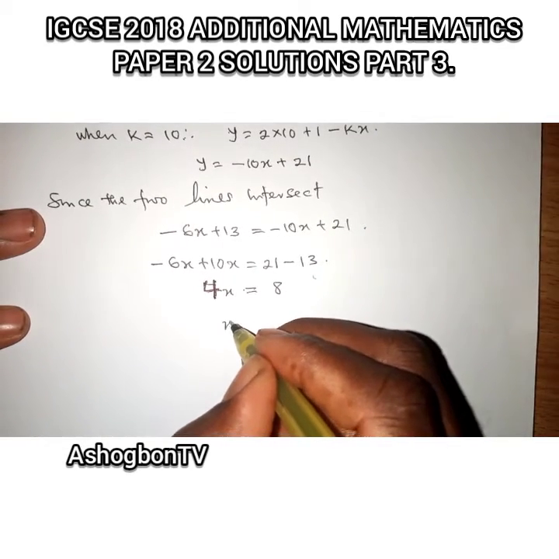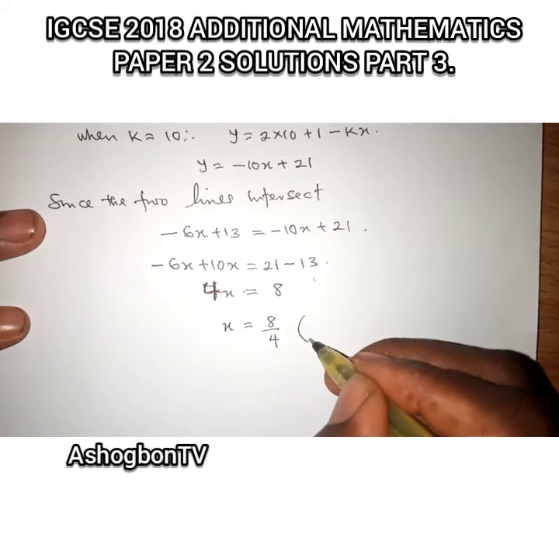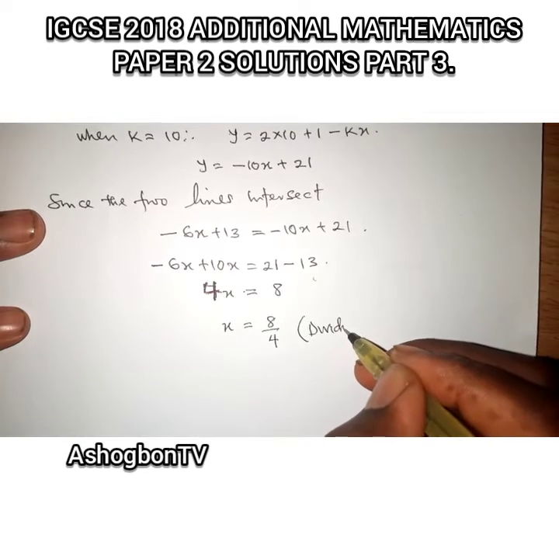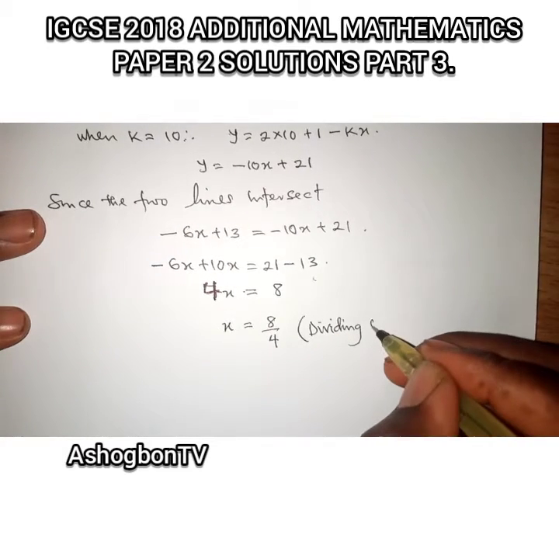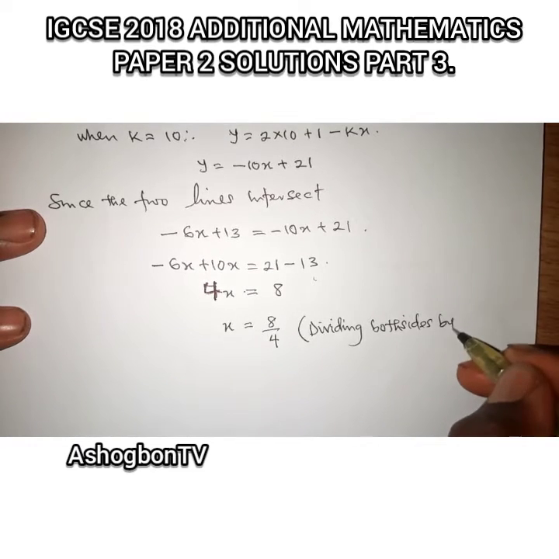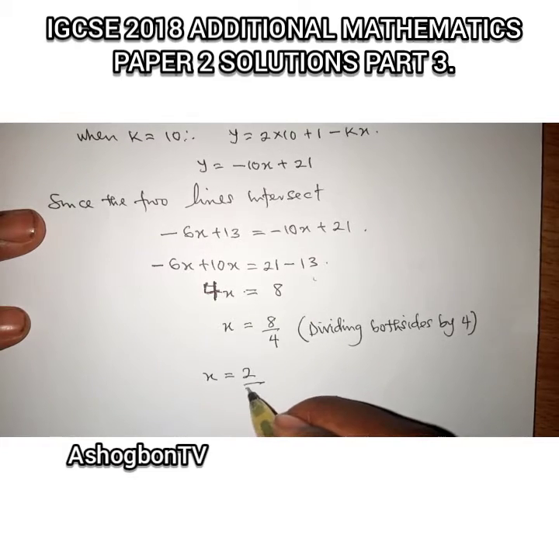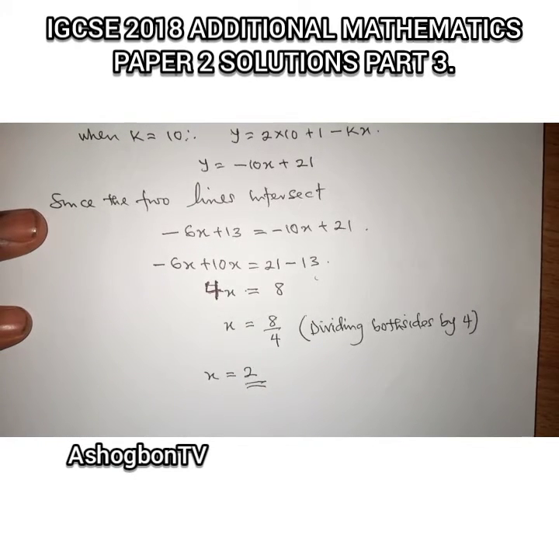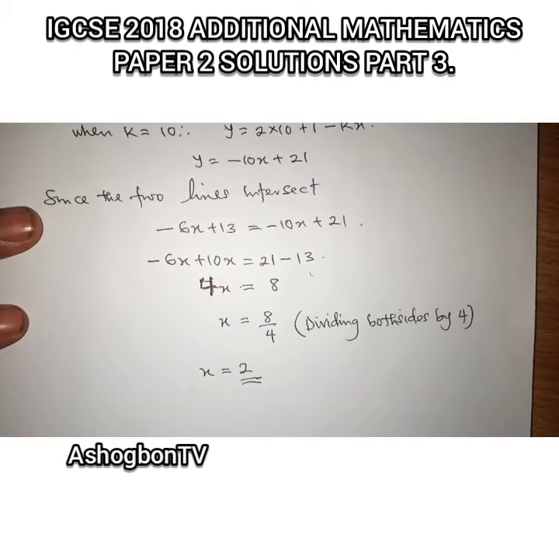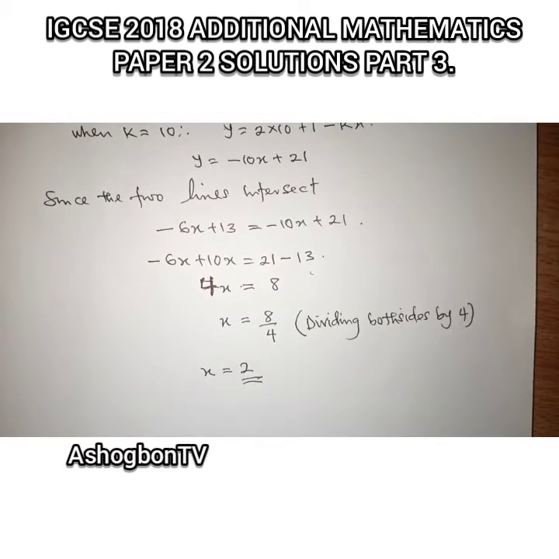So tell me what will be my x. My x will be 8 divided by 4, dividing both sides by 4. So in that case, my x will be equal to 2. So the question now is, find the coordinate of the point of intersection of the 2 lines.